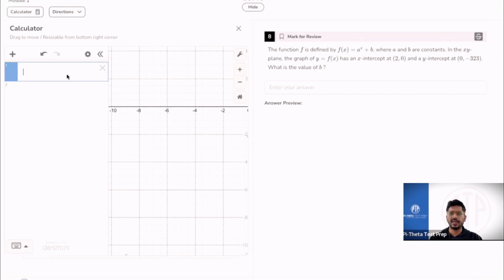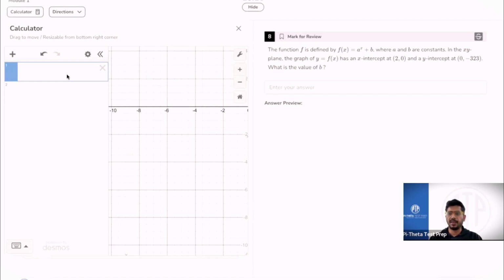Now, what they're telling is this is the exponential function question. It's quite clear here. The function f is defined by f of x equal to a raised to x plus b, where a and b are constants. In the xy plane, the graph of y equal to f of x has an x-intercept at 2, comma 0 and y-intercept at 0, comma negative 323. What is the value of b? Now, again, if you observe the function, it's an exponential function for sure, and it is a raised to x plus b. That means a and b are unknowns here, right? Now, if you observe, I initially told you, if there are two unknowns, we minimum require two coordinates.